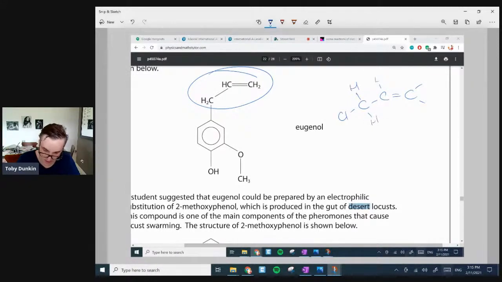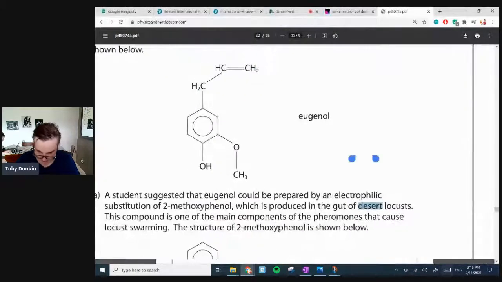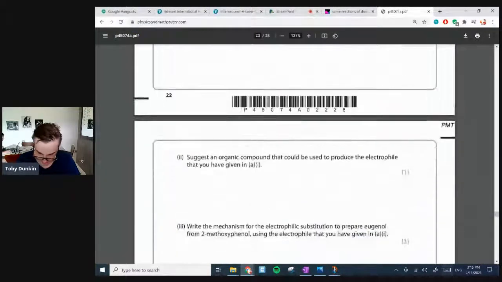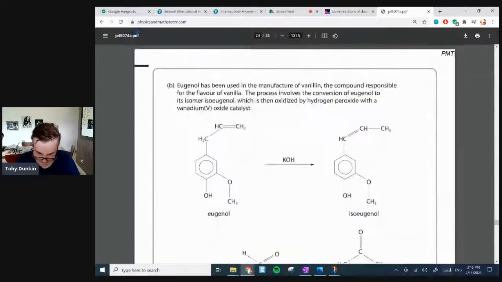That's the electrophile. Oh, no, it's not. The electrophile is now to get rid of the Cl. They want the electrophile. That's the electrophile, because we've removed the chlorine with AlCl3. Clever question or what? Next, suggest the mechanism. All good.